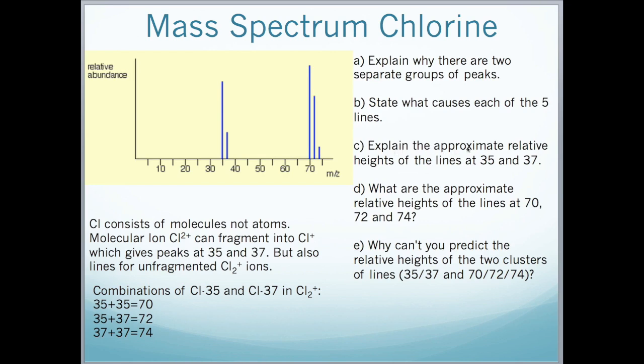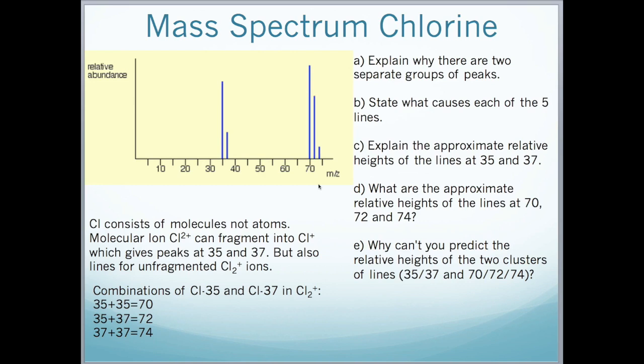Question C, explain the approximate relative heights of the lines at 35 and 37. So we can see that chlorine-35, which is this peak here, is approximately 3 times more abundant than chlorine-37, because I don't have a ruler, but we can see that the line at 37 is about a third of that height. So it just means that chlorine-35 is more abundant.